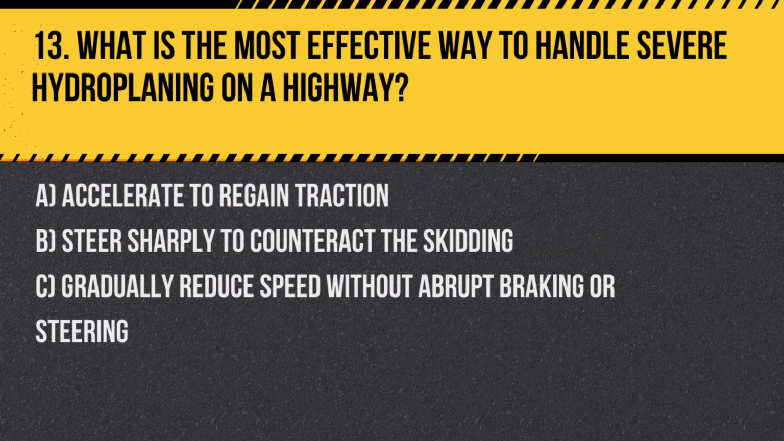Question 13. What is the most effective way to handle severe hydroplaning on a highway? A. Accelerate to regain traction. B. Steer sharply to counteract the skidding. C. Gradually reduce speed without abrupt braking or steering.